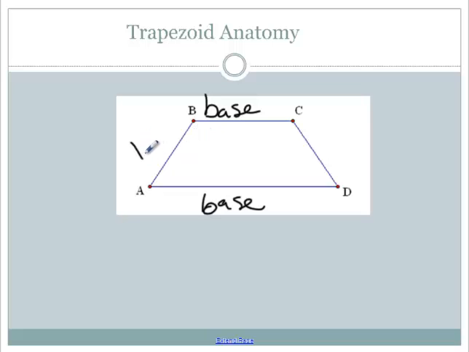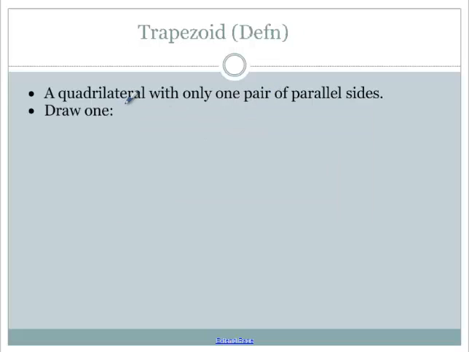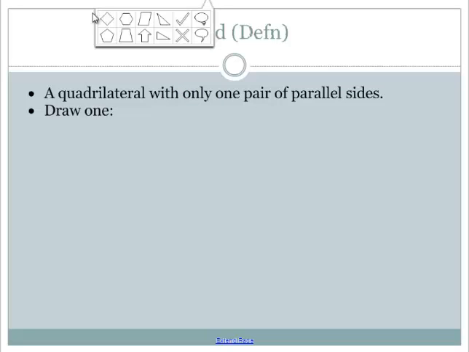And then the two sides, the two that look different, those are our legs. So two bases and two legs. That's the anatomy of a trapezoid. And the definition, which is the property up at the top right corner of your trapezoid quadrilateral worksheet, is that it has one pair of parallel sides. So the two bases are your two parallel sides.